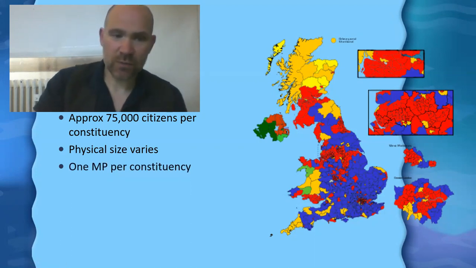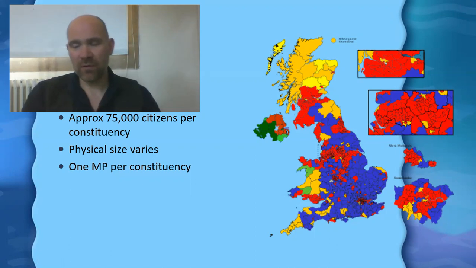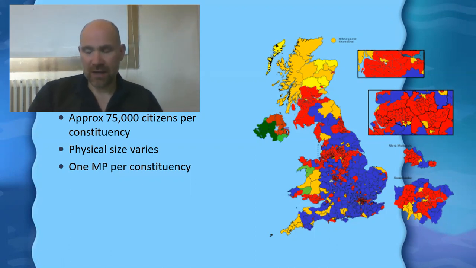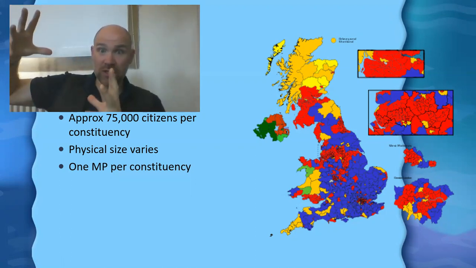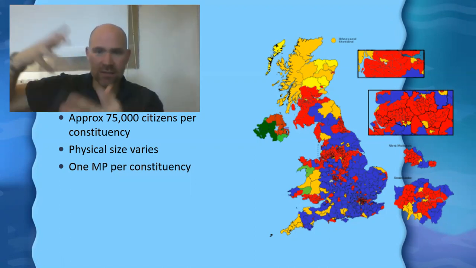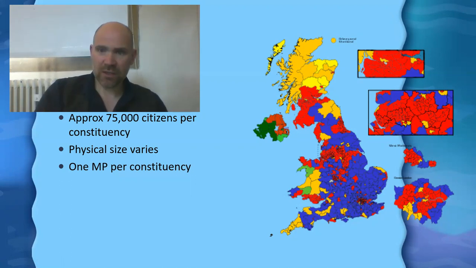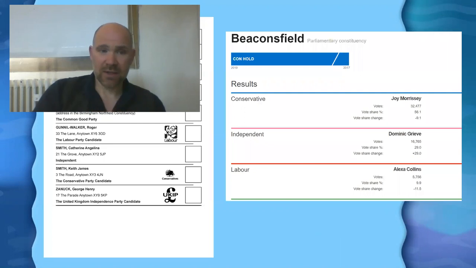Each constituency returns one member of parliament to the House of Commons. In the past, that wasn't always the case. You had some that had two or perhaps more. But right now, it is one MP per constituency. There are different electoral systems that actually have huge constituencies, but then maybe have around 6 MPs per constituency. But our system is one constituency, one MP, 75,000 citizens.